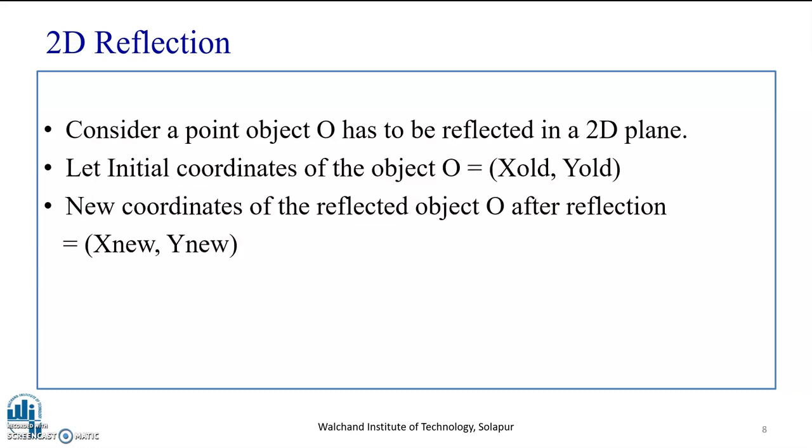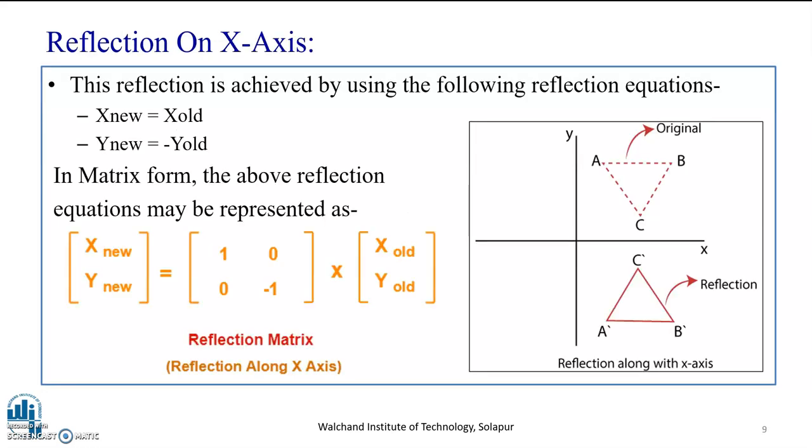So, consider a point object O that has to be reflected in a two-dimensional plane. Let the initial coordinates of the object O be x old and y old. The new coordinates of the reflected object O after reflection are x new and y new. So, reflection on x-axis. As seen in the given diagram, here you have the original graphic primitive triangle ABC, and you see it being reflected along the x-axis.